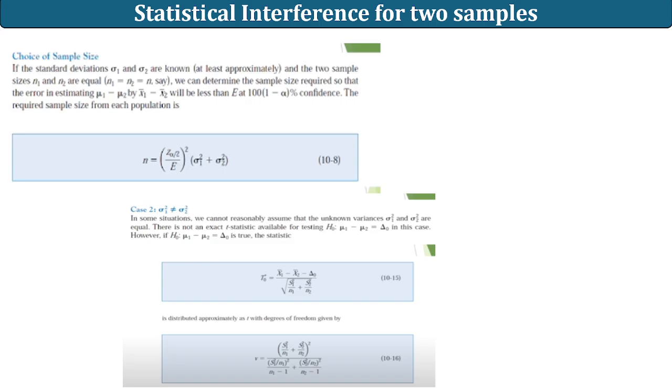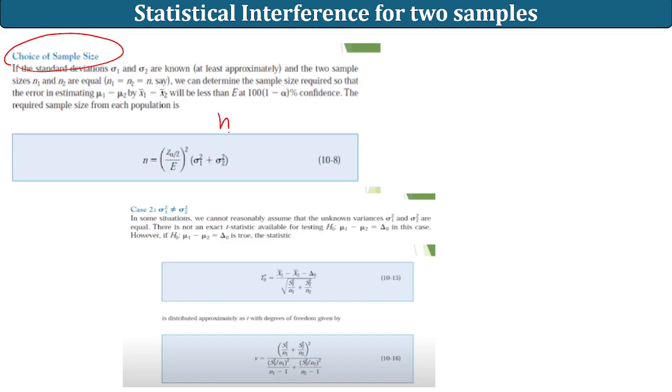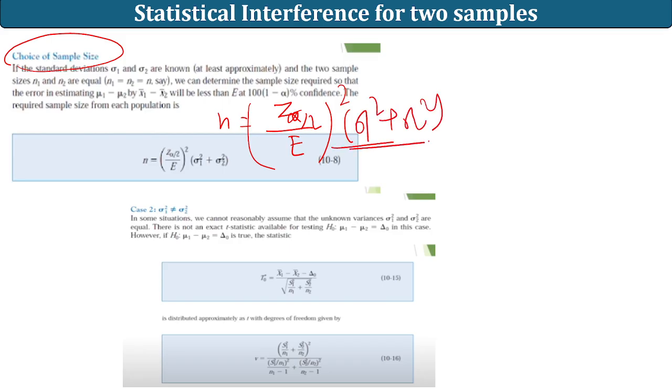What will be the two sample case? In the two sample case, the first case is when both have the same sample variance. How do we get an appropriate sample size? Let's say the number of samples is the same, so n is equal to z alpha by 2 upon the expectation, by 2, sigma 1 plus sigma 2 square. So this is the one case.